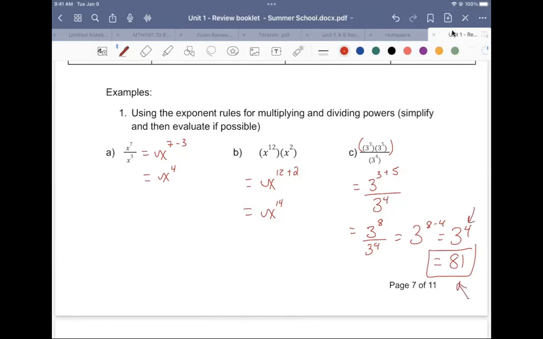This is my evaluation. That being said, if you get a question like this on a quiz or a test, you have to show me this step where we simplify it first and then evaluate.